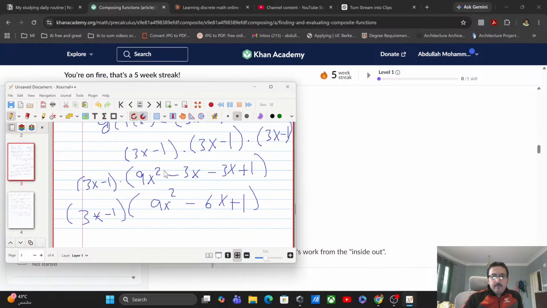9x squared. Minus 3x. I got minus 1, minus 3x. Minus 1 minus 1. Minus 1 over minus 1, that's plus 1. I mean, multiplied by minus 1, that's a 1 plus. This checks out.